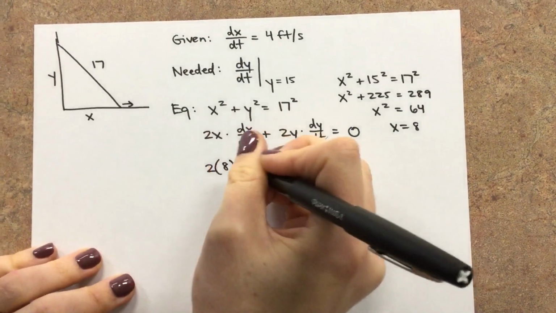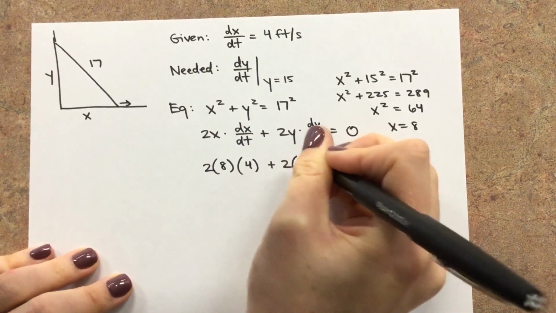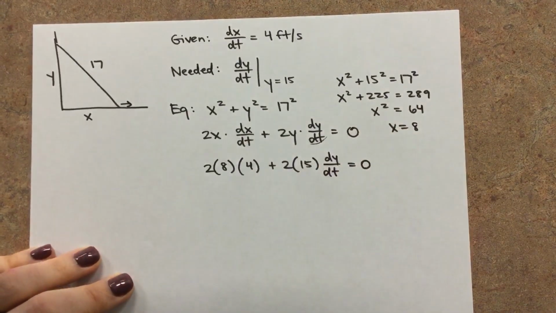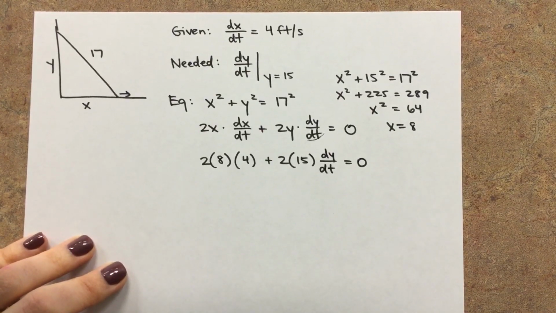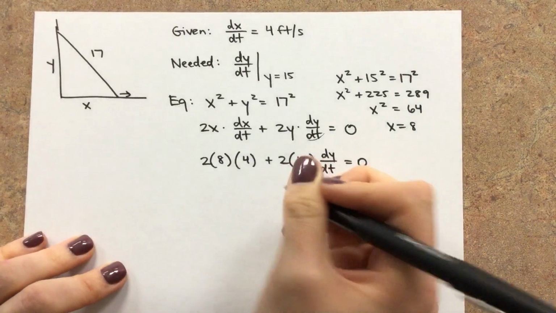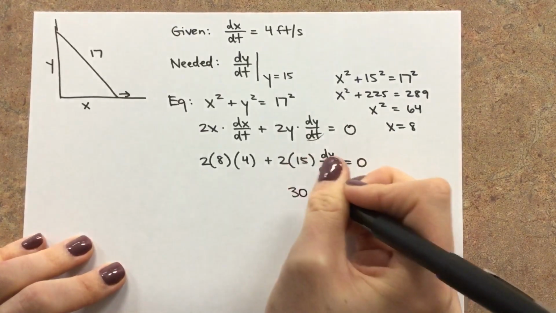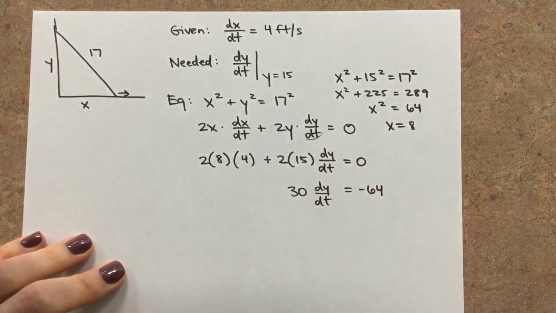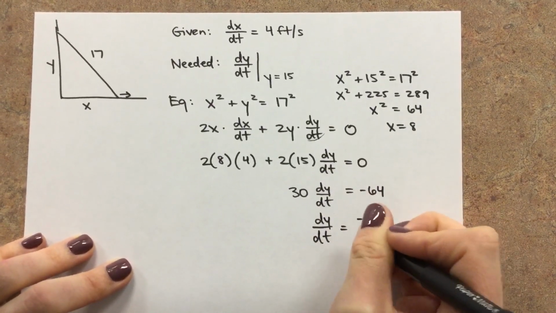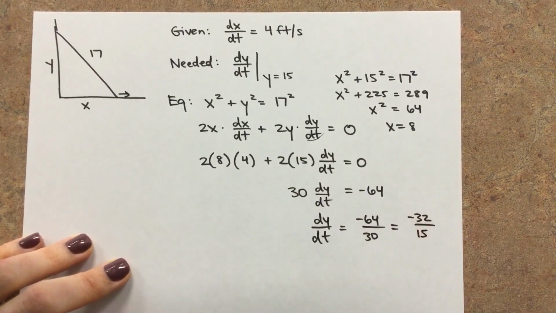So x is 8, dx by dt is 4, plus 2y at that moment is 15, and then this dy by dt is what I'm trying to solve for. So I can subtract this. So 2 times 8 is 16, times 4 would be 64. So I can subtract 64 from both sides, and 2 times 15 is 30. So just divide both sides by 30. We'll reduce that down. So negative 64 over 30. I think it might just reduce down by 2, and that's it. Yeah, negative 32 over 15.